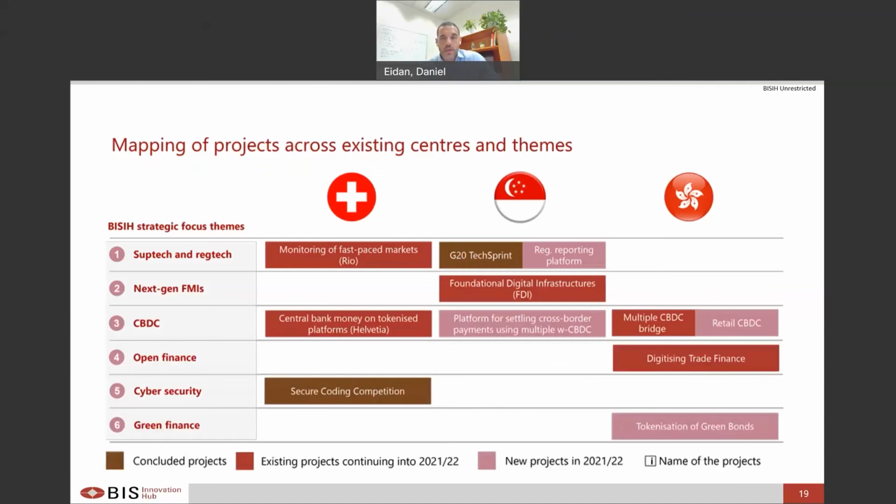The three centers that are fully operational are currently in Switzerland, in Singapore, and in Hong Kong, where I'm calling from. You can see these in the columns on this graph. And the 6 areas that we operate in are supervisory and regulatory technology, next generation financial market infrastructures, CBDC, as we discussed, and you can see CBDC is the busiest row across this chart. Open finance, cybersecurity, and green finance. And you can see the color coding here corresponds to where we are in those projects.